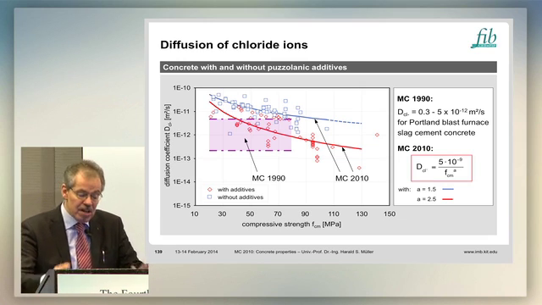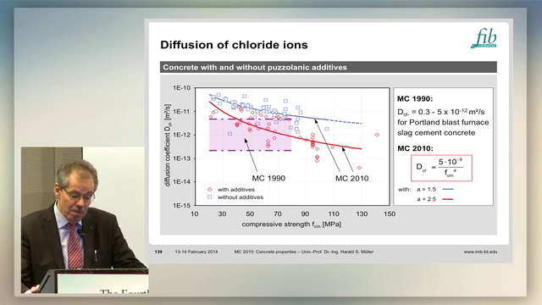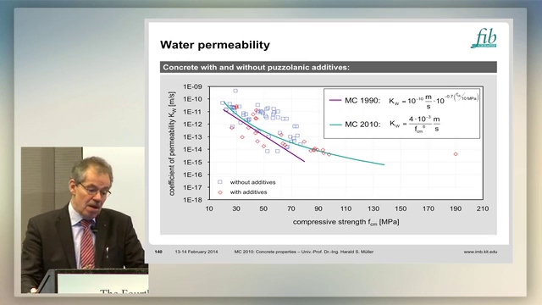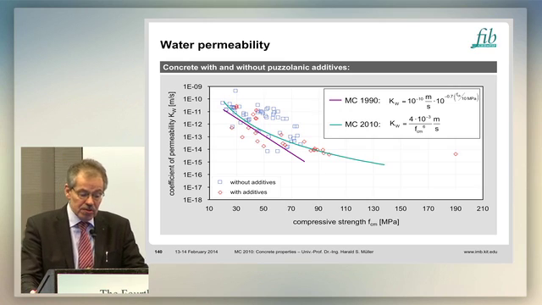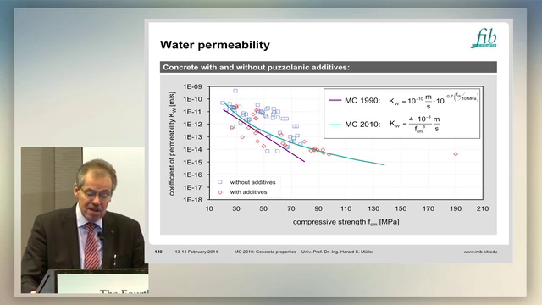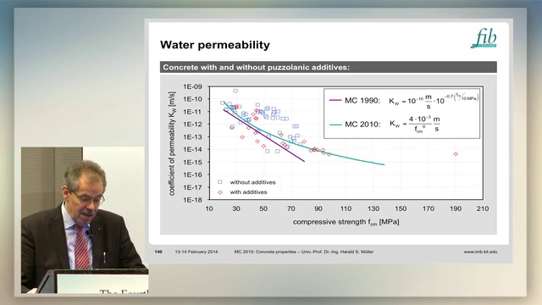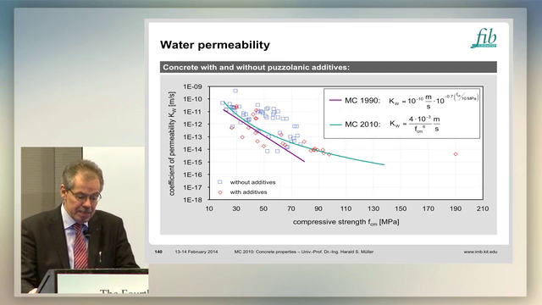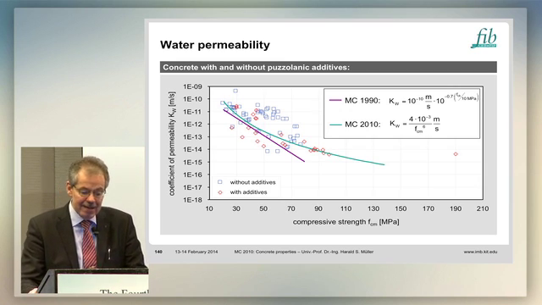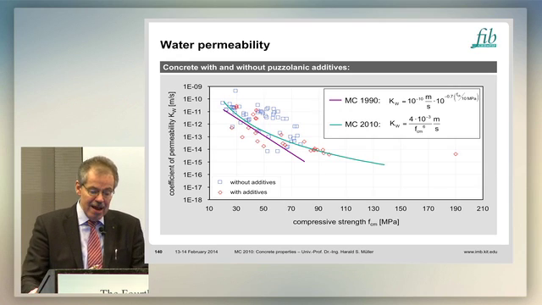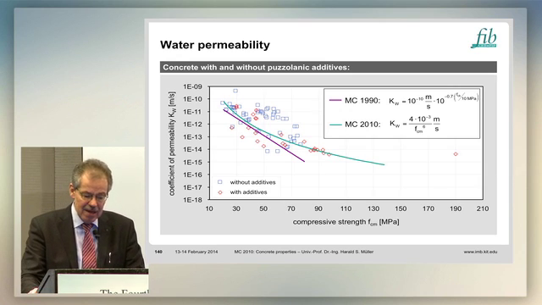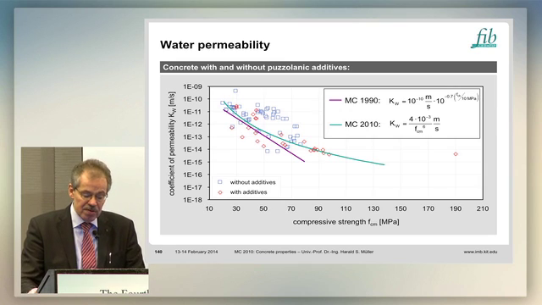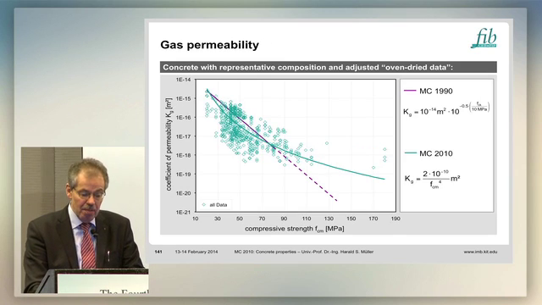You find the relation on the right-hand side given here. In the old Model Code, it was just a constant value. Now we modified it to cover also high-strength concrete. Well, we looked also for formulas for water permeability to make possible similar calculations. You see the coefficient of permeability over the compressive strength. Again, both lines for Model Code 1990 and 2010. Of course, an improvement for the new Model Code.